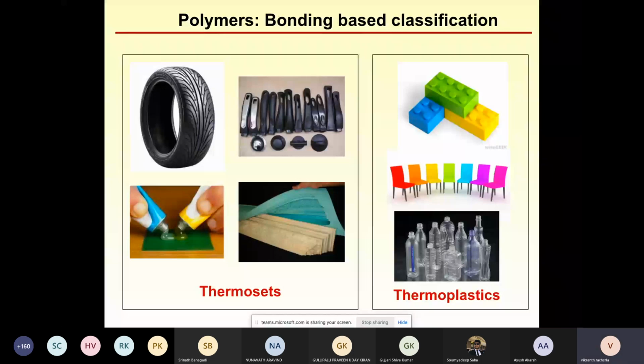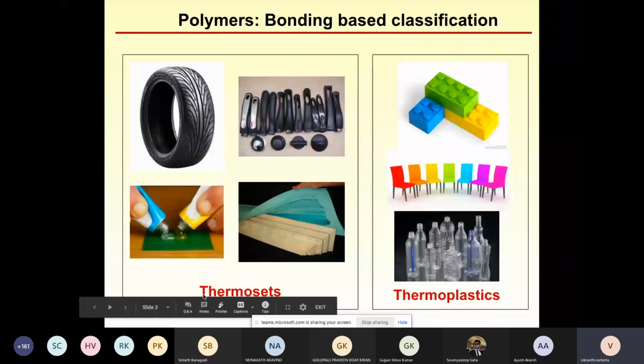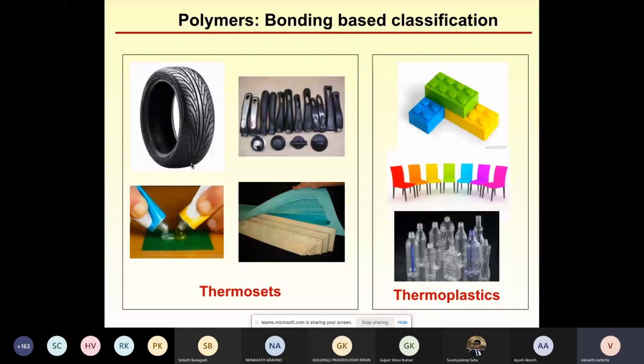So, whenever you have covalent bonding, you refer to that particular polymeric material as a thermoset. The most popular example of thermoset is vulcanized rubber. Okay, you must have learnt about vulcanization of rubber earlier. So basically, you mix sulfur in rubber, you heat it up, and then it leads to interlinking of these polymeric molecules.